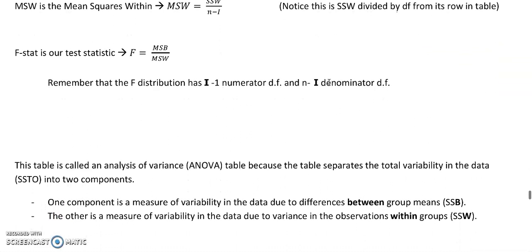I want to remind you to be careful when you're doing these calculations. I's and 1's tend to look very similar. So remember that the degrees of freedom for the numerator is I minus 1, and for the denominator is N minus I, not N minus 1.